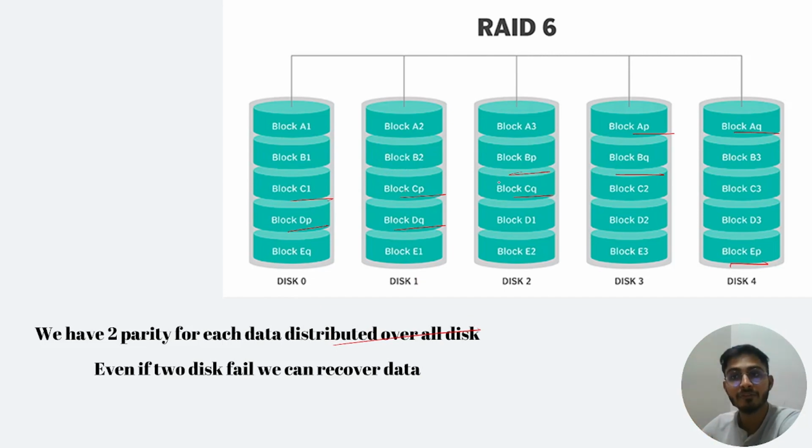Similar to RAID 5. In RAID 5, we can recover data of only one disk. If the data of one disk fails, we can recover it. But in RAID 6, if the data of two disks fail, we can recover it because we have two parities in each disk.